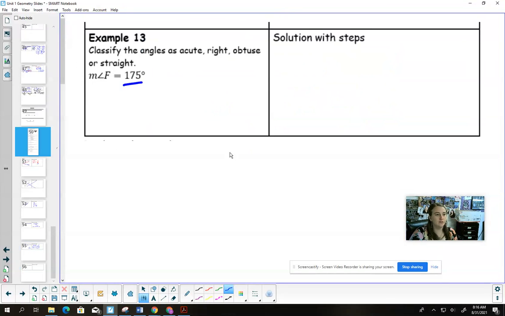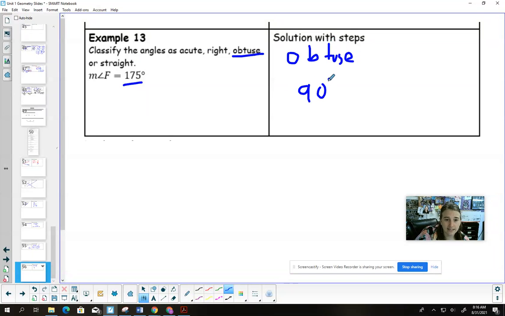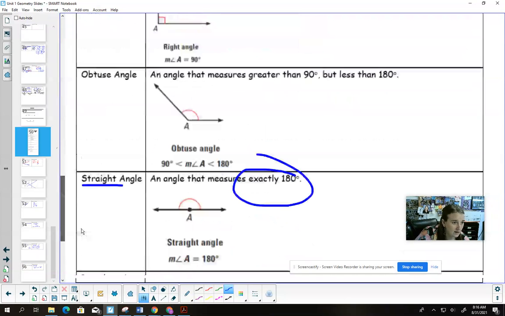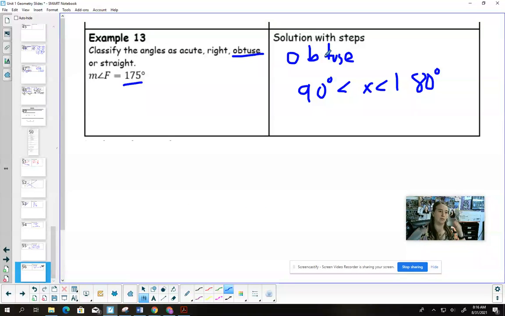And lastly, here we got 175. Look back to your vocab if you need to. Is that going to be acute, right, obtuse, or straight? This is going to be obtuse. Obtuse has to be greater than 90 but less than 180. And that says that right there in the vocab: greater than 90, less than 180. That's obtuse. We think about obtuse as being big and whomping. So that's probably about 175 degrees. Almost 180, almost a straight line, but not quite. I just want to do the easy stuff with you guys here. When we come back into class, we're going to do all those other examples we skipped, which is going to be some of the harder stuff.